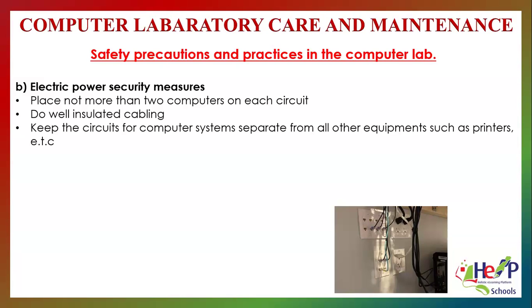So then keep the circuit for computer systems separate from all other equipment such as the printers. We have other equipment like printers in the computer lab, but we also have scanners. We have things like the projector. We have so many pieces of equipment in the lab. It could be the blower. It could be, now at Balices, we have a display board for students who want to learn some of these parts. Put them there and it has light.